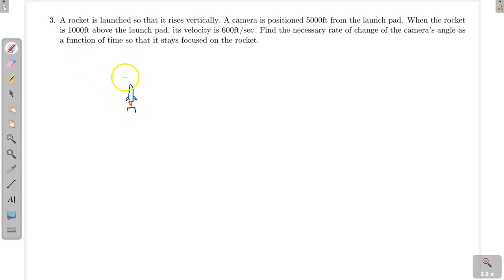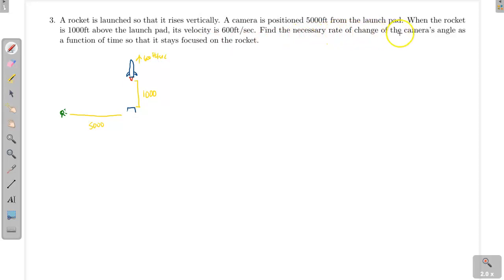All right, so the rocket's going up. We have a camera positioned 5,000 feet from the launch pad. When the rocket is 1,000 feet above the launch pad, also this distance here we know is 5,000 feet. Its velocity is 600 feet per second, so it's going up at 600 feet per second.